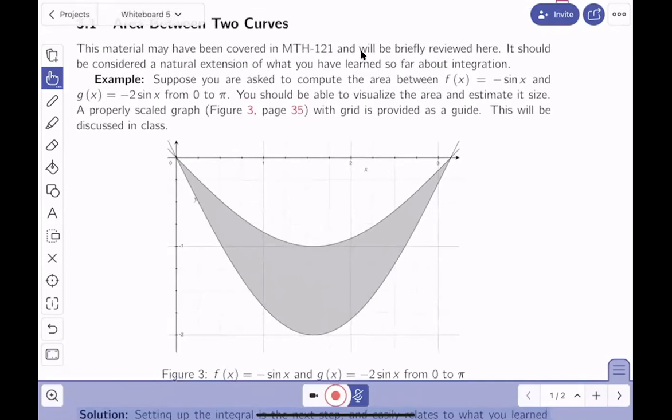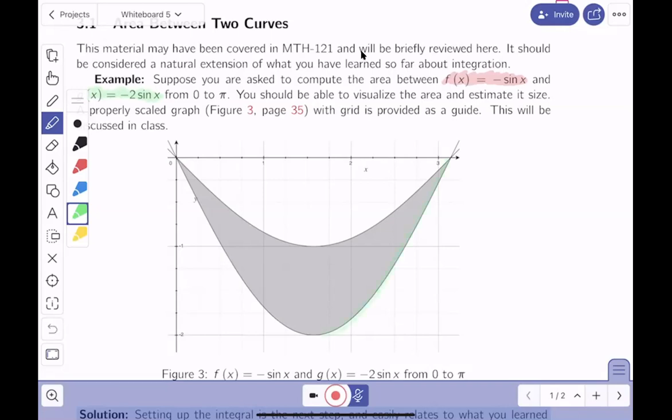Suppose you're asked to compute the area between f of x, and I'll outline this for you. They want to know that this is f of x equals minus sine x, and the other one is this one over here. My goal is to visualize this, and they want me to go between 0 and pi. But before I do that, I want to visualize where minus 2 sine x and minus sine x are. I'm going to trace it in for you.